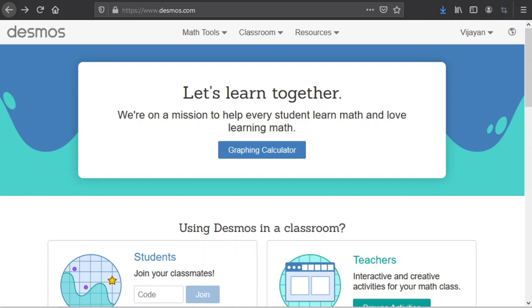Hello friends, today we will discuss the Desmos software. It is a free graphing calculator available on the internet, and it is used for drawing the graphs of mathematical functions on the computer, the graph of all the mathematical functions.